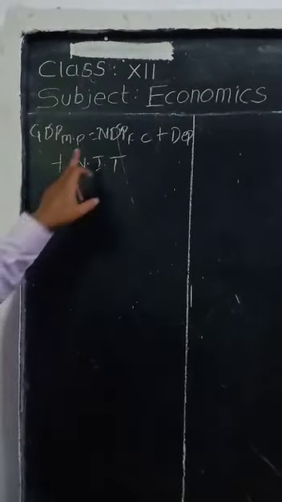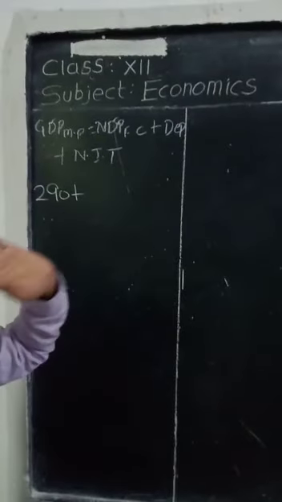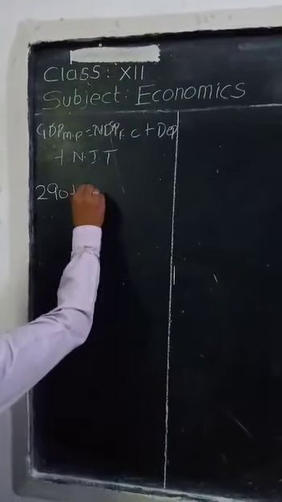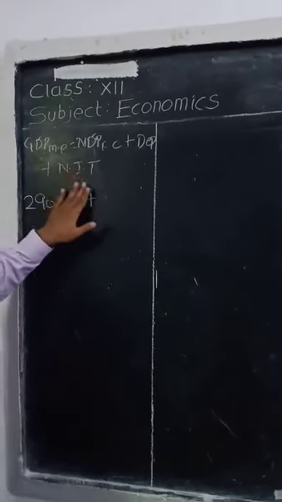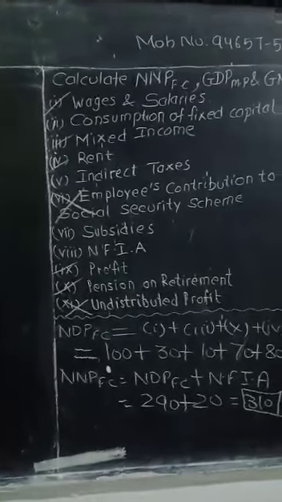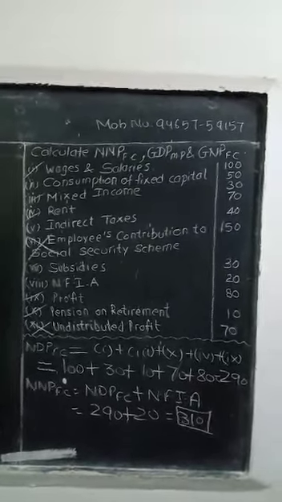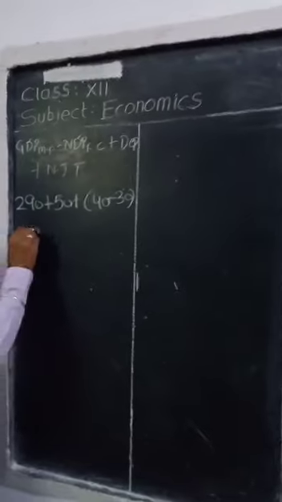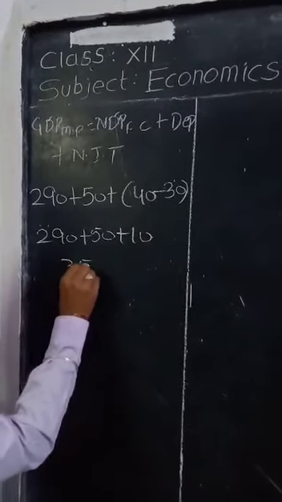Okay students, so NDP at FC we have just calculated, you can see in your notebook, 290 plus depreciation, and in the name of depreciation we are given consumption of fixed capital, it will be 50. Then net indirect taxes, and students, net indirect taxes are equal to indirect taxes minus subsidies. So indirect taxes we are given 40 minus subsidies are given 30. Okay, so 290 plus 50 plus 10, the answer is 350.